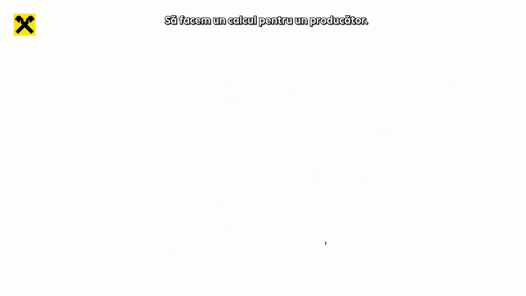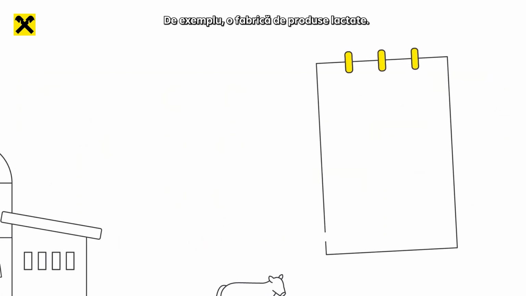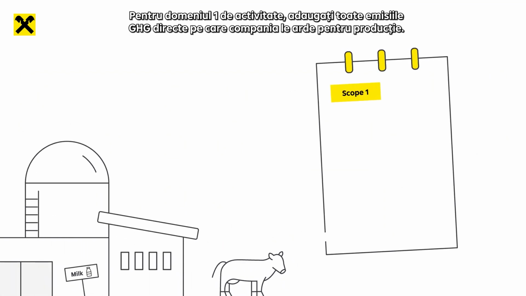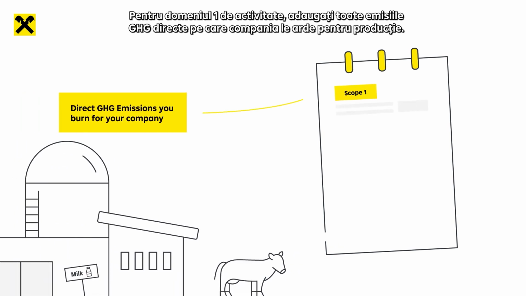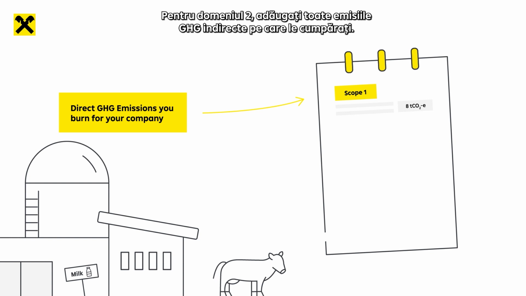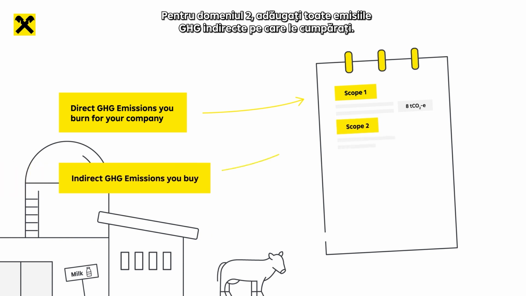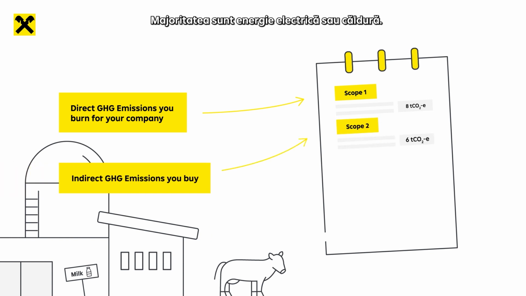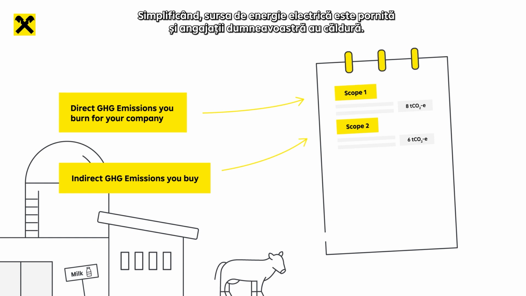Let's do an exemplary calculation for a product manufacturer. For example, a dairy. Assign to Scope 1 all emissions that your company is burning directly for your manufacturing, like fuel for company cars, heating oil and gas for your buildings. Put under Scope 2 all emissions that you buy. Most of them are electricity or heating. Simplified, your power supply is on and your employees have it warm.